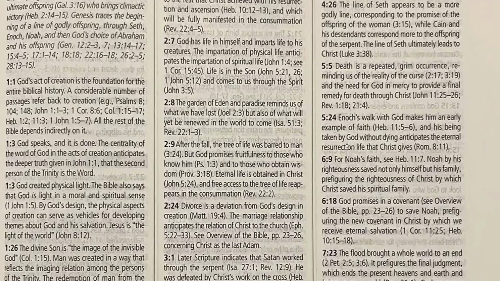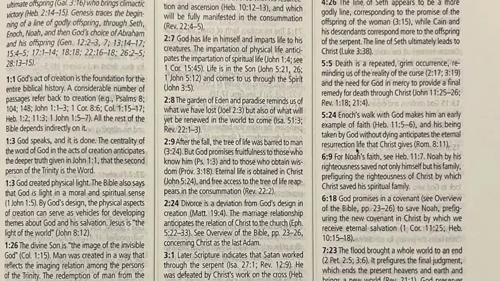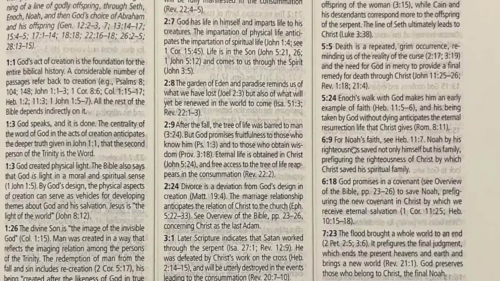Chapter 5, verse 24. Enoch's walk with God makes him an early example of faith, Hebrews chapter 11, verses 5 to 6. And his being taken by God without dying anticipates the eternal resurrection of life that Christ gives, Romans chapter 8, verse 11.